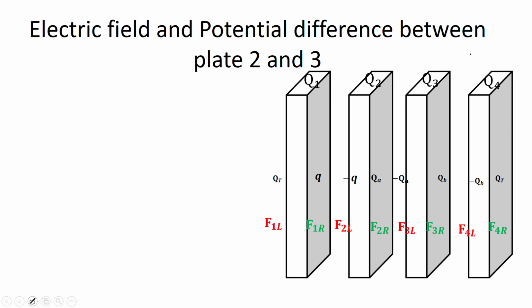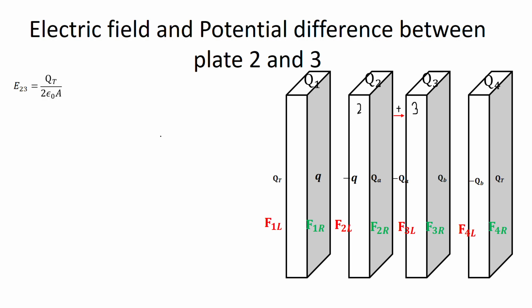This is our plate 2 and this is our plate 3. So we want to calculate the electric field and also the potential difference between plate 2 and 3, and we have assumed a positive test charge over here. Now I have indicated the electric field between 2 and 3 as E23. So if we consider this QT, QT will push this charge towards right, so the electric field will be towards right. Similarly, this Q will push the positive charge towards right.